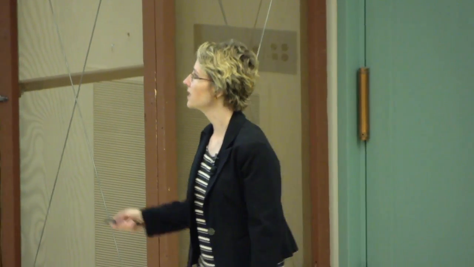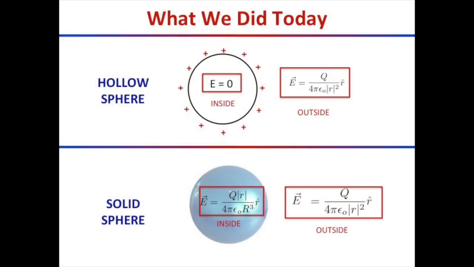Okay. So that's the summary then of the solid sphere. Inside the interior of the solid sphere, the electric field goes up like r, your observation point, until you get to the outside, and then it starts falling off like 1 over r squared. Okay?